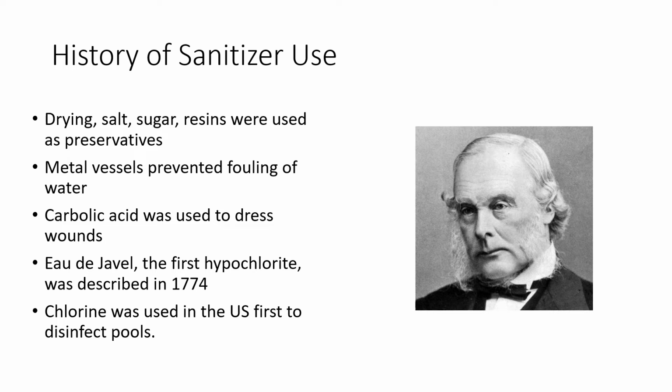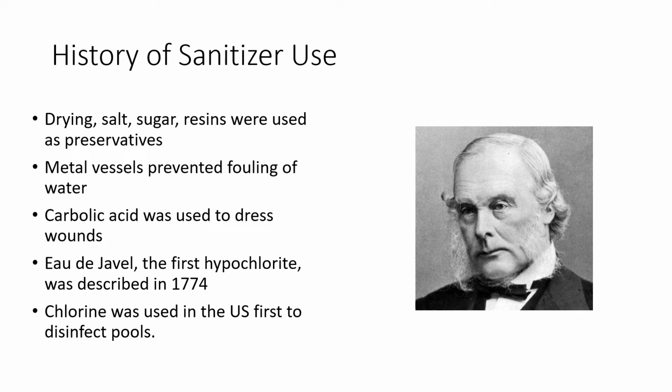Throughout history, humans have been trying to use different techniques to reduce the spoilage of meat and to prevent the growth of microorganisms in foods. There are many methods that have been used. These include drying, salt, sugar, and resins, and these were used as methods of preservation. People also used copper vessels, which have been known to have antimicrobial activity. Even silver is known to have antimicrobial activity.